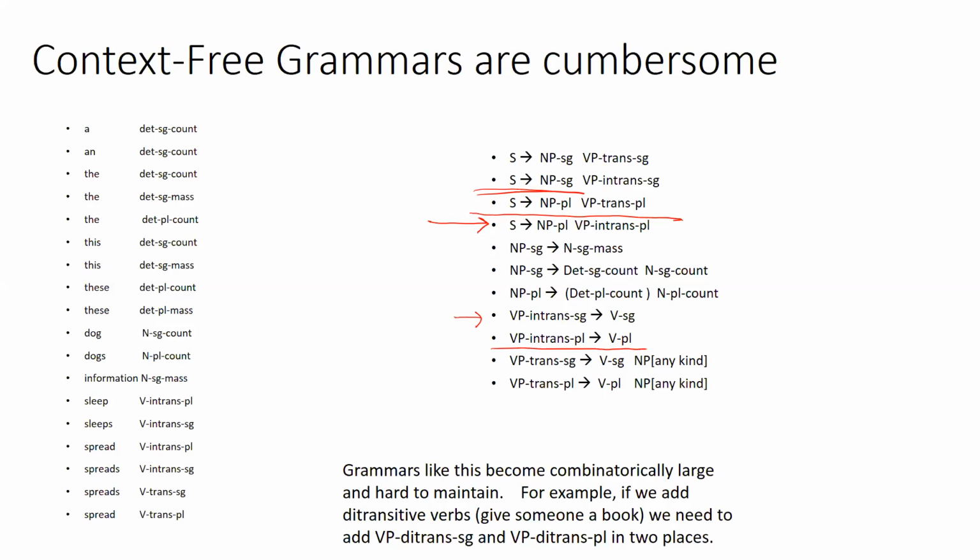we would need to add it in an S rule, and we would also need to add a VP rule. So every time we add something, we need to add it in more than one place. So from an engineering perspective, this is getting dangerous. And from a computational perspective, it's also getting dangerous because it can become combinatorially large.